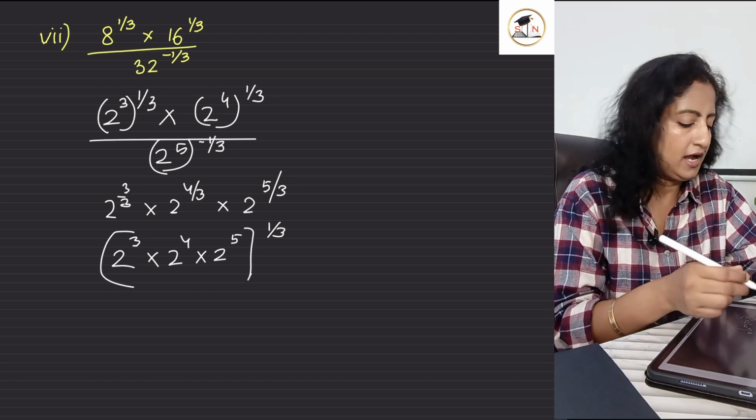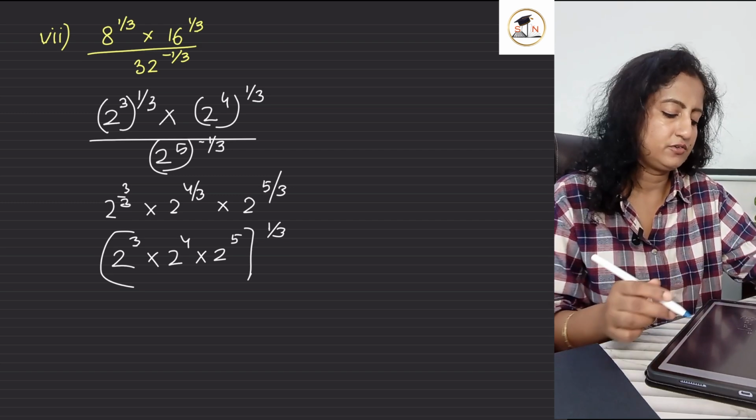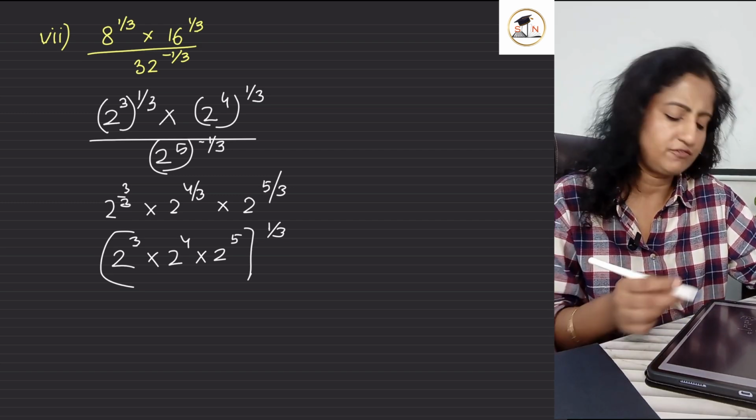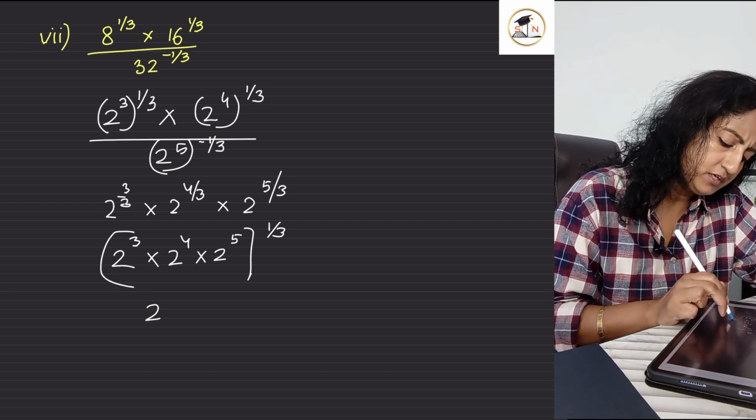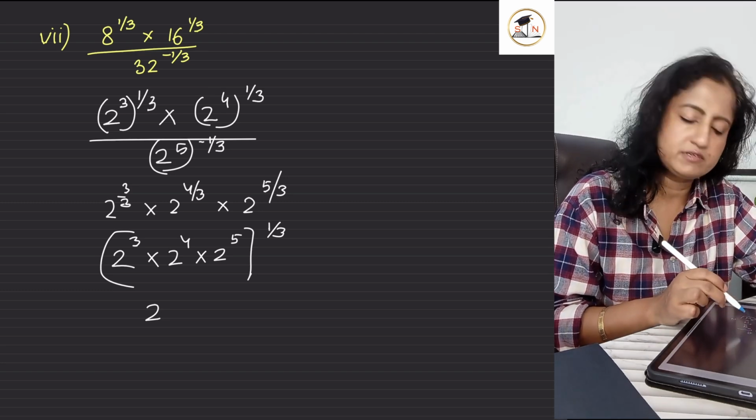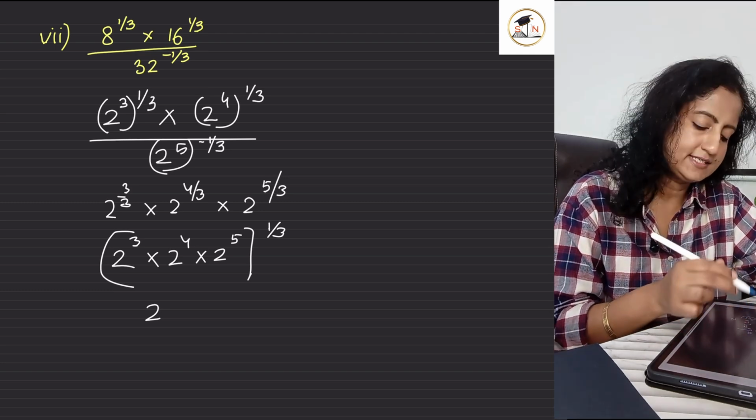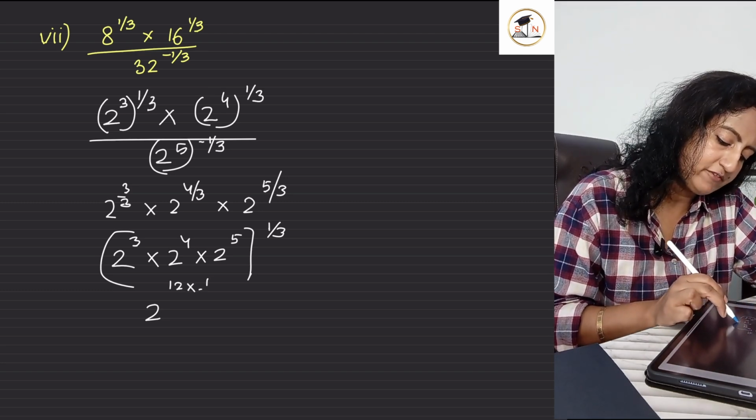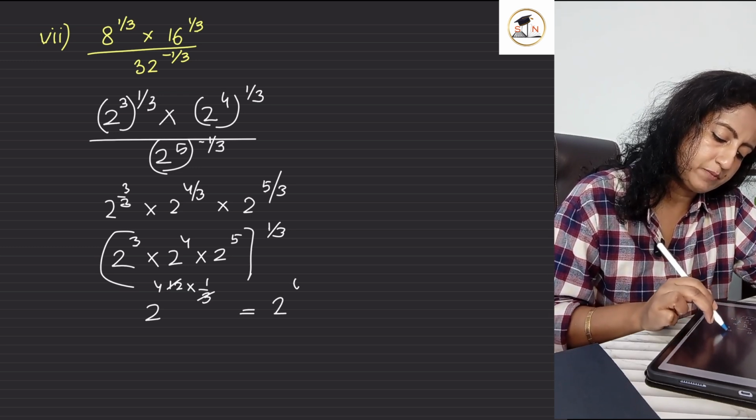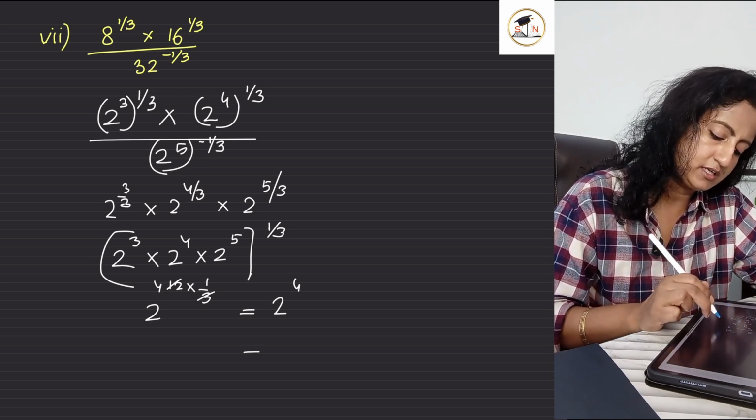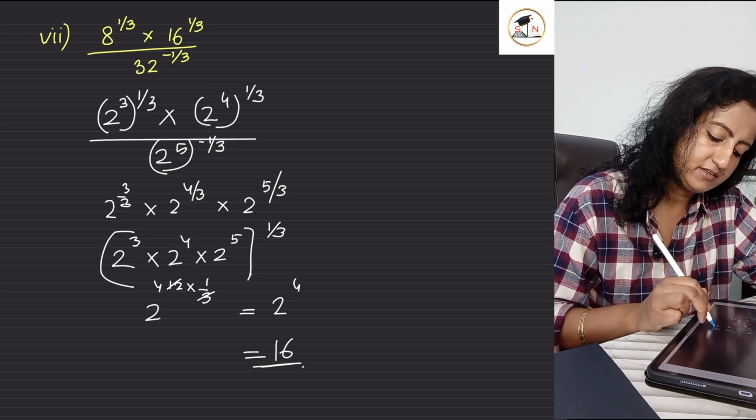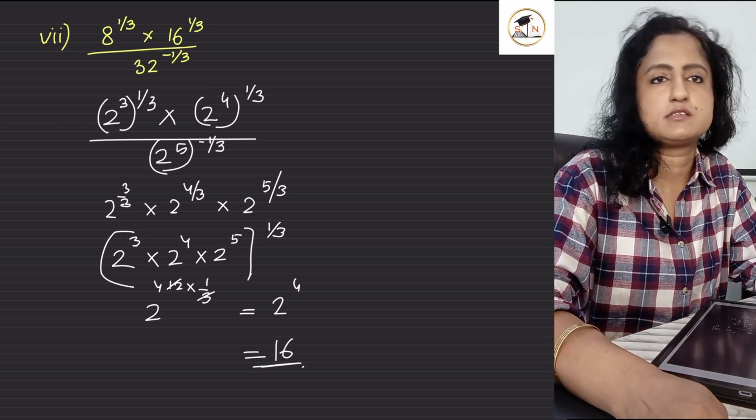Okay. See, I could have added the powers just like that, 3 plus 4 plus 5. That is also fine. But I'm doing it like that. So now what do we get? We will add the powers. 3 plus 4 is 7. 7 plus 5 is 12. 12 into 1/3. This becomes 4. So 2 to the power 4. And the answer comes out to be 16, which is the final answer.